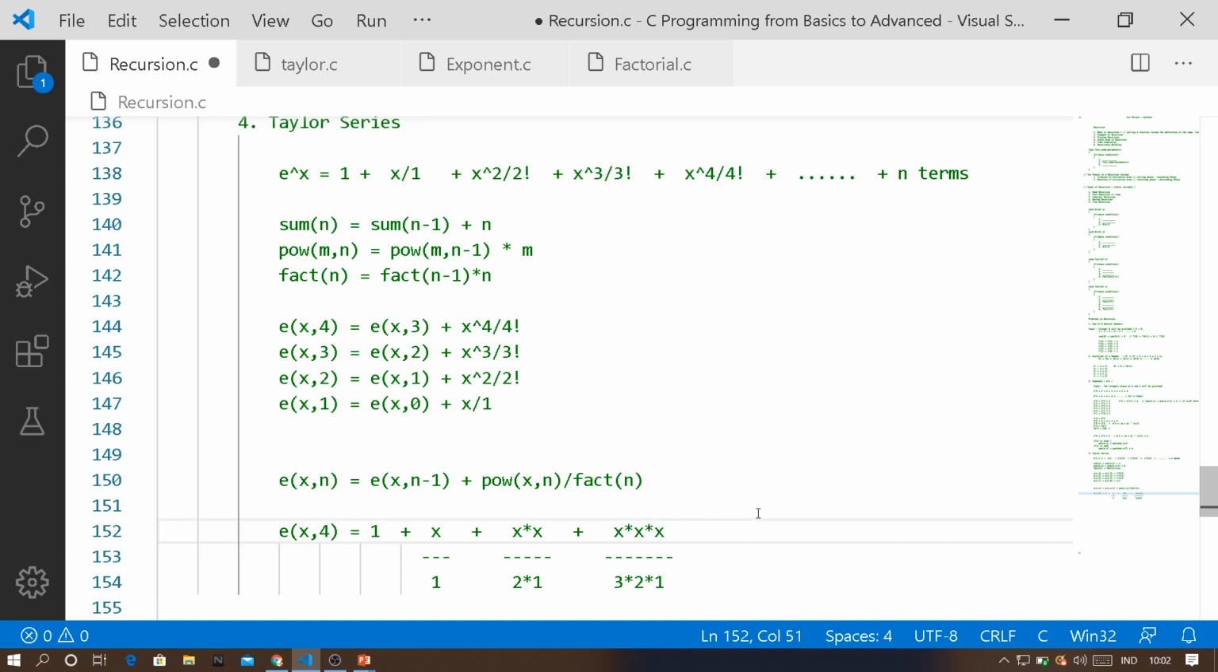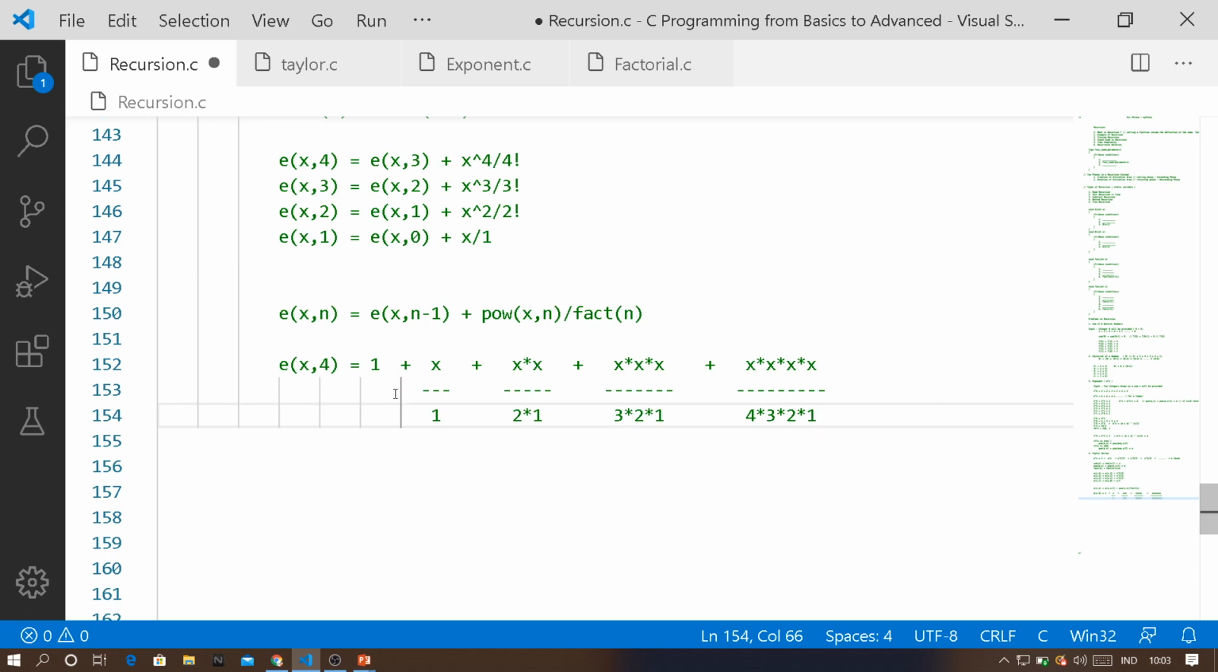Still one more term is pending, which is x power 4 divided by 4 factorial, the last term. So this is plus x multiplied by x multiplied by x multiplied by x, divided by 4 factorial. What is 4 factorial? 4 multiplied by 3 multiplied by 2 multiplied by 1. So I have given you the detailed expansion of Taylor series. Now look at this Taylor series.